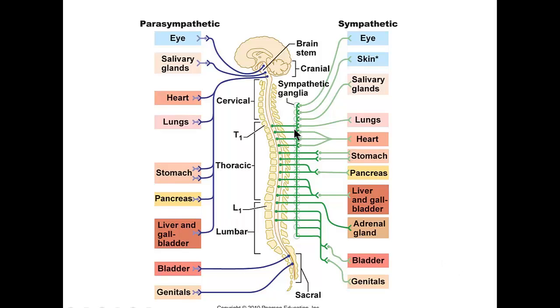Looking at where it comes off, where do all these neurons for the sympathetic come off? Yep, thoracic, lumbar region, nothing in the sacral. So we call it the thoracolumbar division. Thoracolumbar division. And these ganglia lie in a chain. So this is the only division, the sympathetic, that has a chain of ganglia that lie right alongside the spinal cord.